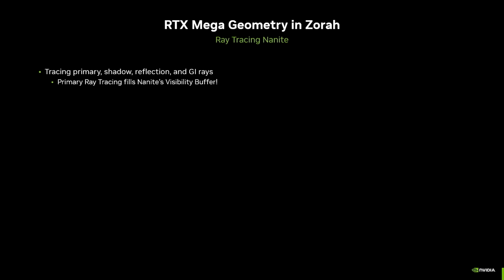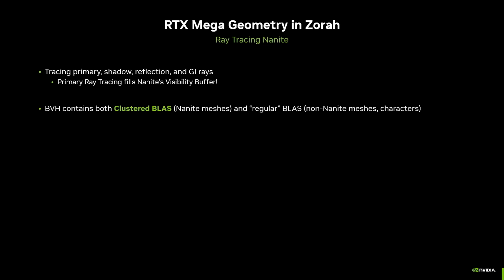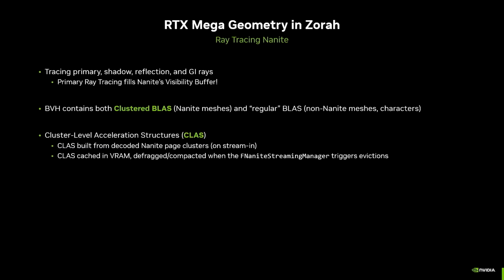So what did we do? One of the coolest things we did was trace all sorts of stuff, including primary rays. So we traced primary rays, shadow rays, reflection rays, GI rays, all the rays. And our BVH contained both clustered BLASs for Nanite meshes and regular BLASs for non-Nanite meshes, things like characters and lower poly things as well. And as Jan talked about earlier, the Nanite meshes use cluster-level acceleration structures for their clusters.